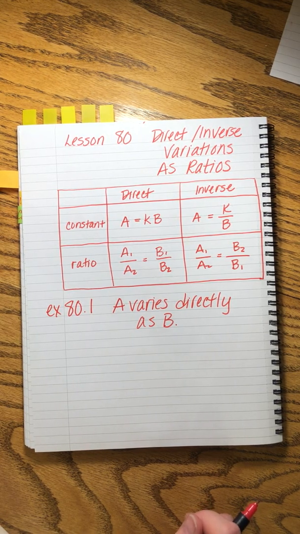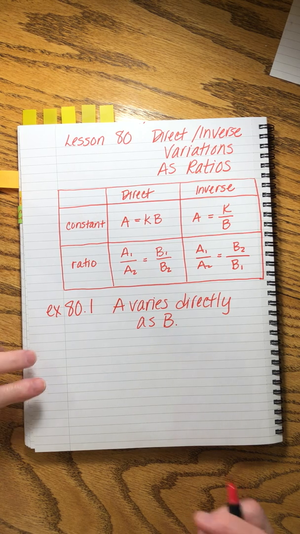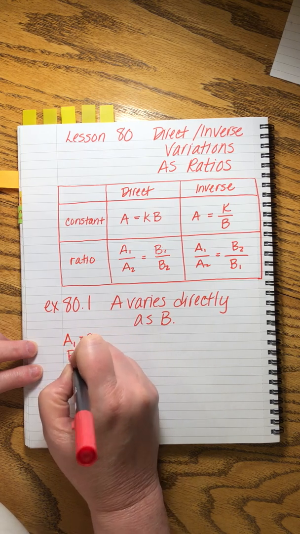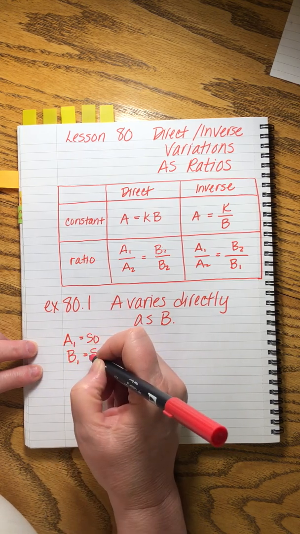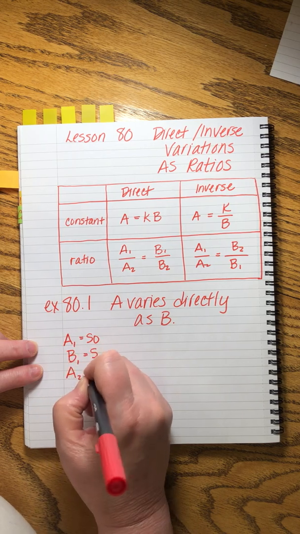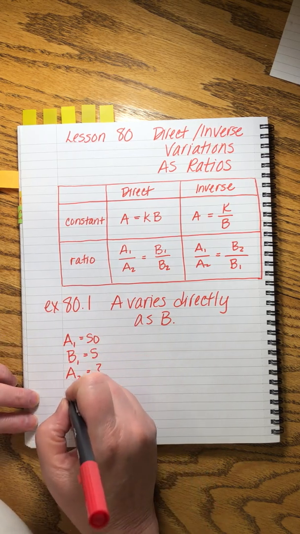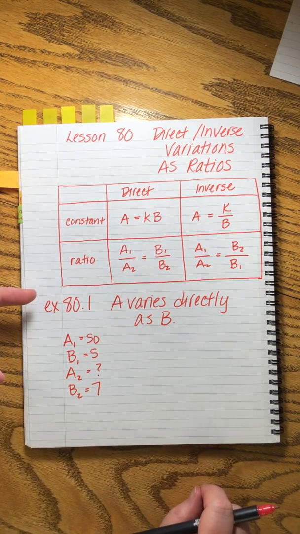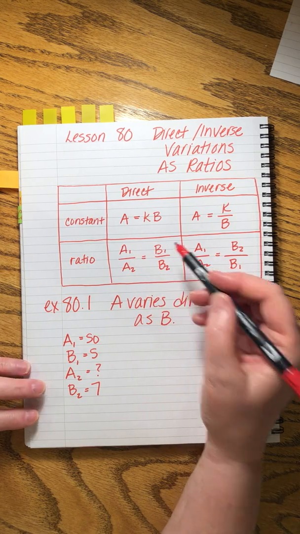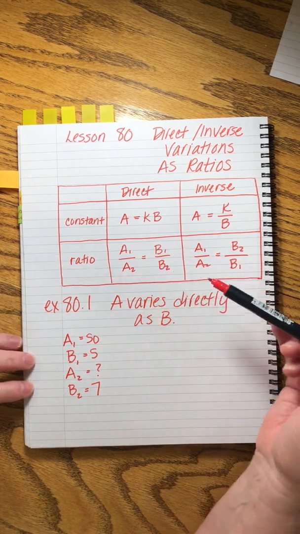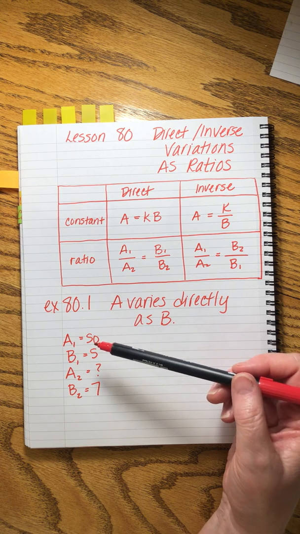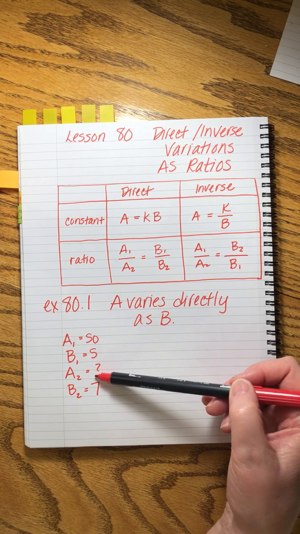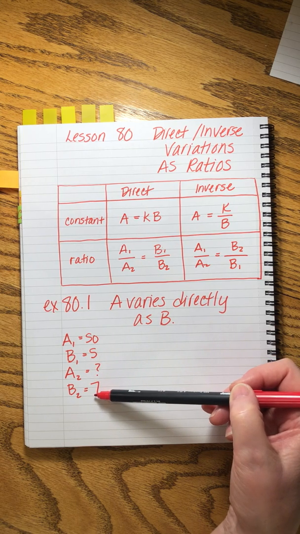If A is 50 when B is 5. Okay, so those are the first ones. A1 equals 50 when B1 equals 5. What is the value of A, so that will be the second A, when B is 7? The first set of information he gives us, we call the ones, and the second set of information he gives us, we call the twos. I'll show you again how I did it. If A is 50 when B is 5, what is the value of A when B is 7?